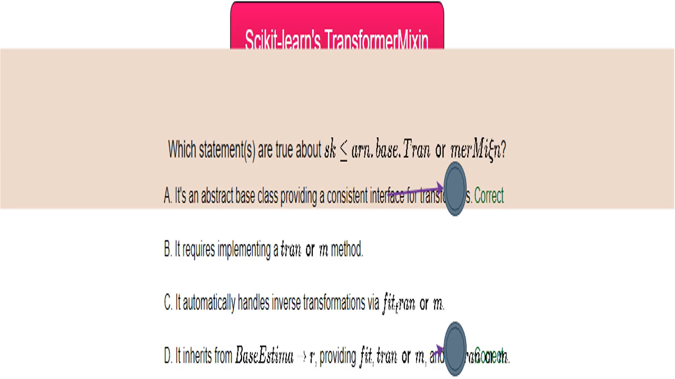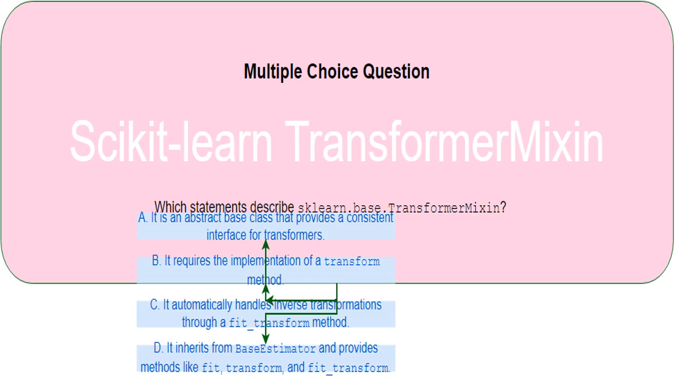We're determining which statements accurately describe the TransformerMixin class's behavior and capabilities within scikit-learn. It's a multiple-choice question and we need to find the true ones. This refers to the TransformerMixin class within the scikit-learn library. It's a crucial component for building data transformation pipelines in machine learning. I will discuss its role further in the following points.